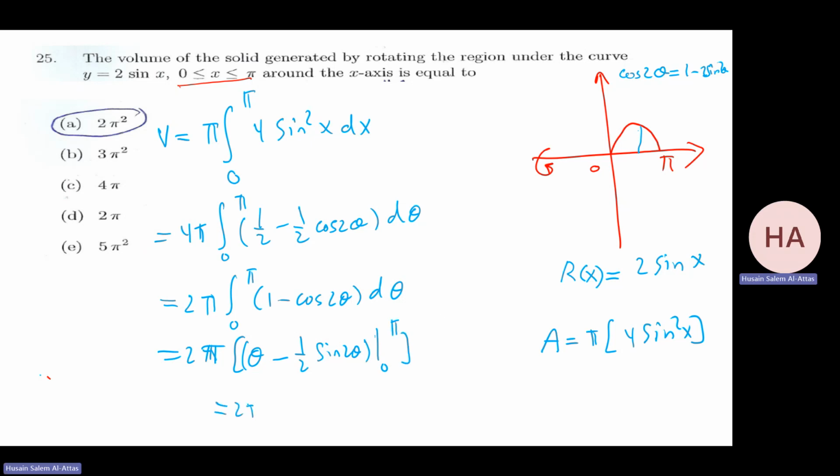That gives me 2 pi times pi, sine 2 pi is 0, minus 0 minus 0.